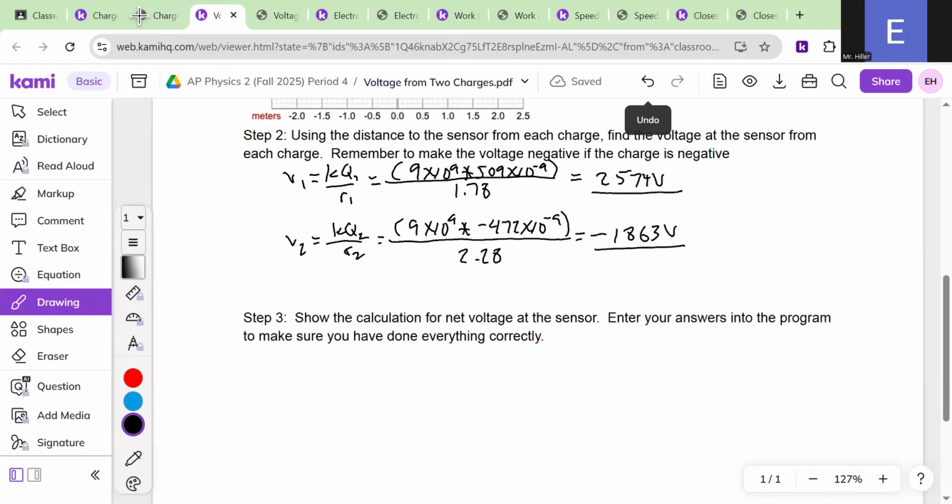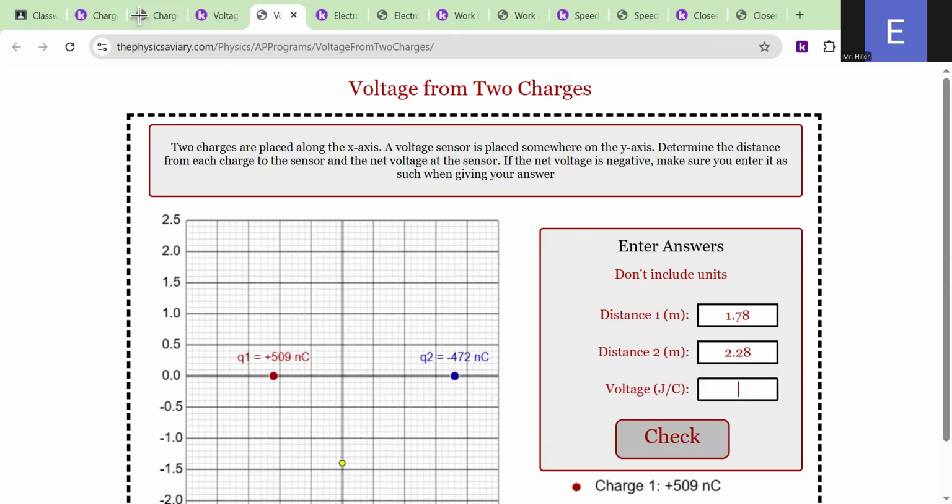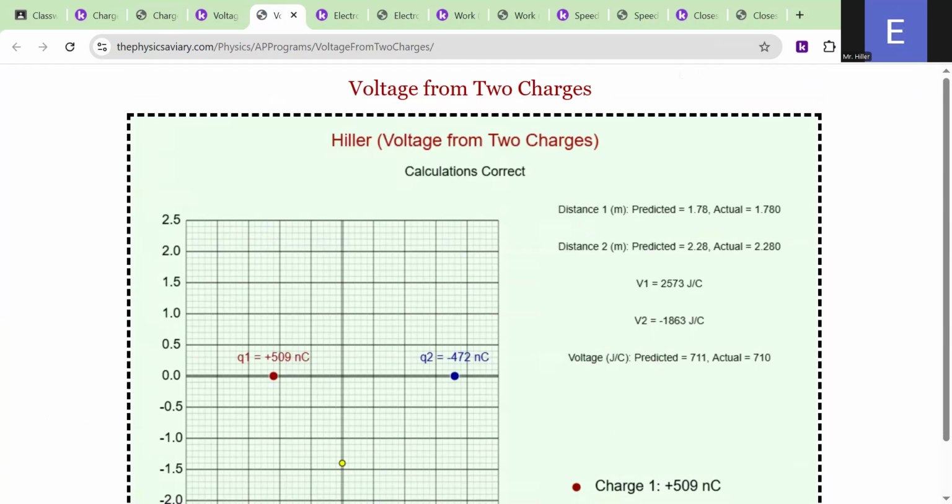Okay, so those are my voltages. My net voltage is just the arithmetic sum, adding them up. So it's 2574 plus a negative 1863. And I'm getting a net of about 711, positive 711. Okay, let's put that in there. All right, and there you go.